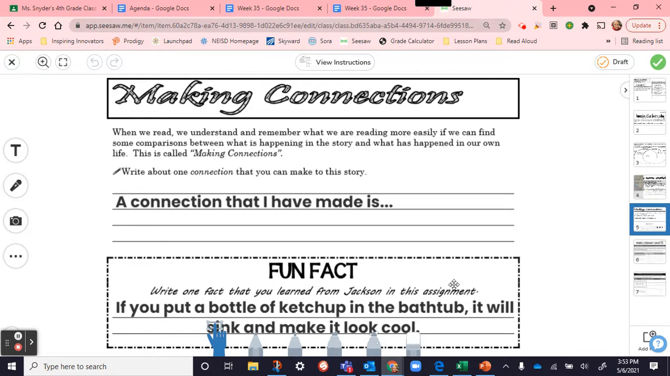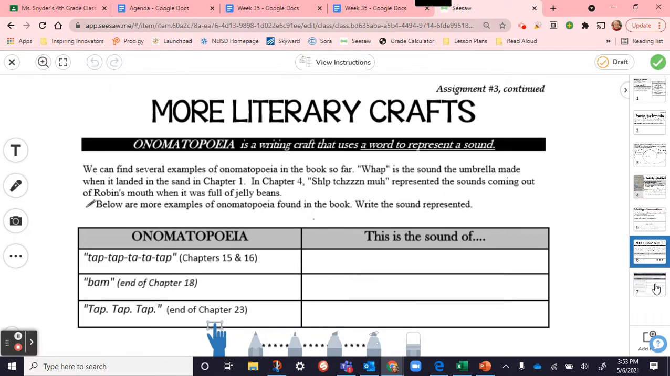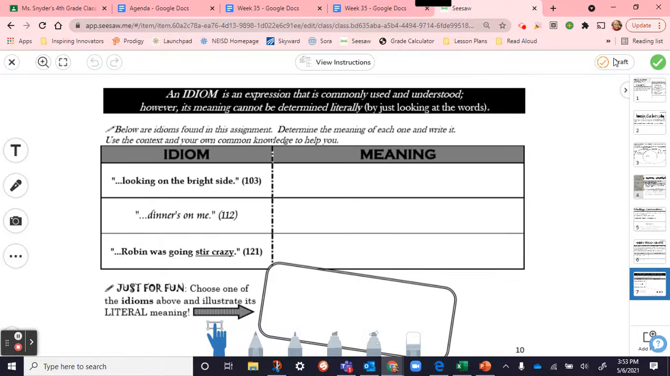Down here, we put a fun fact that came from part of our reading, and then page 6 and 7, we'll get to these tomorrow. So go ahead and draft that.